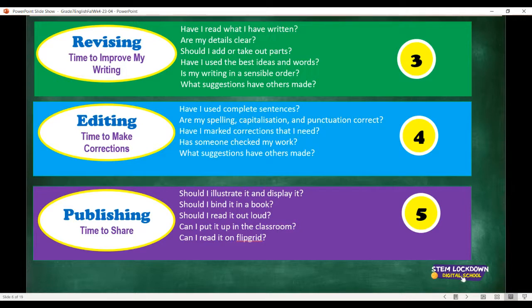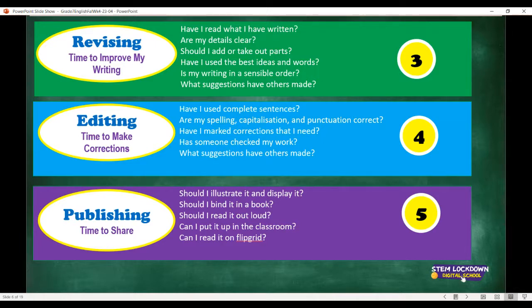Have I read what I've written? So, after you scribbled your ideas down, did you actually go back to read it to make sure you're happy with it, or that it's clear? Are there parts you should add in or take out? Have you used the absolutely best idea in words? Could you possibly use a better adjective than the one you're using? Or could you make your bland sentence more interesting by adding an adjective?